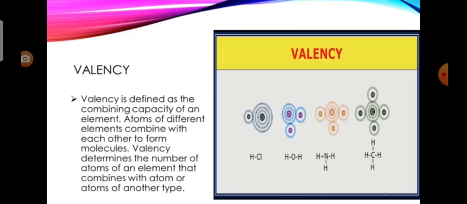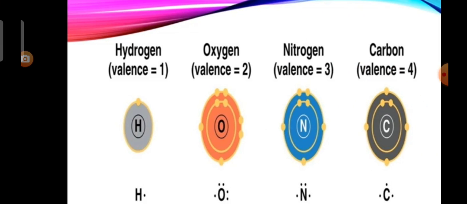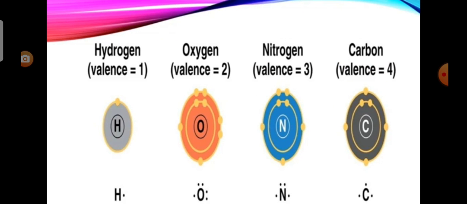Valency is defined as the combining capacity of an element. Atoms of different elements combine with each other to form molecules. Valency determines the number of atoms of an element that combine with an atom or atoms of another type. An element having valency 1 is called monovalent, for example hydrogen and sodium.